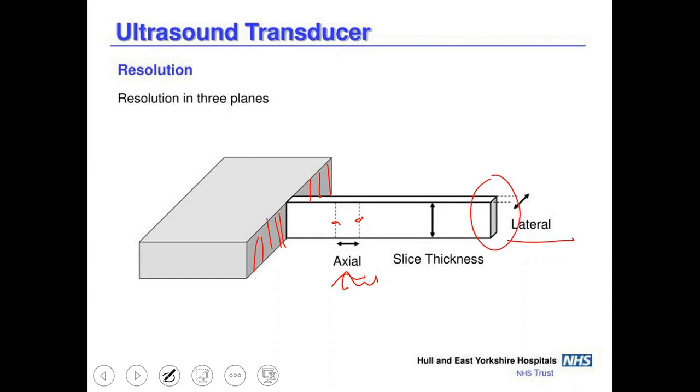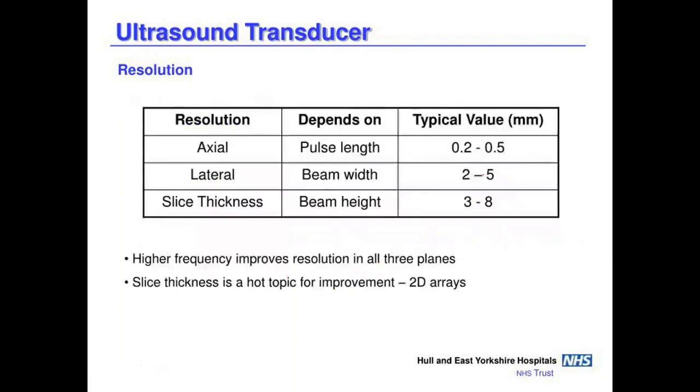The width of the beam is one of the important parameters, along with axial resolution, and their significance in image quality. The typical value of your axial resolution depends on pulse length. Lateral resolution depends on beam width. Axial resolution is 0.2 to 0.5 mm, lateral 2 to 5 mm. Higher frequency improves resolution, approximately 2.5 millimeters for axial and in the range of 3.8 millimeters for lateral.